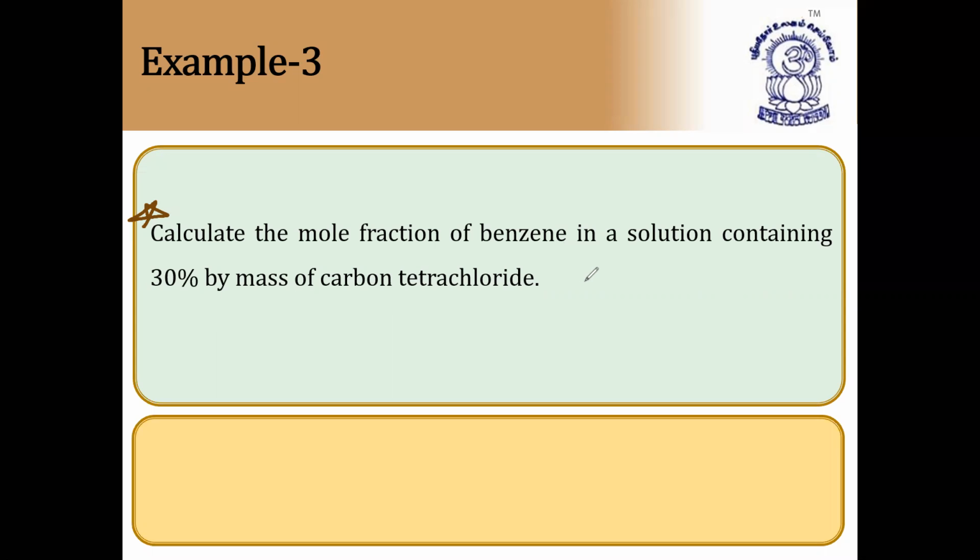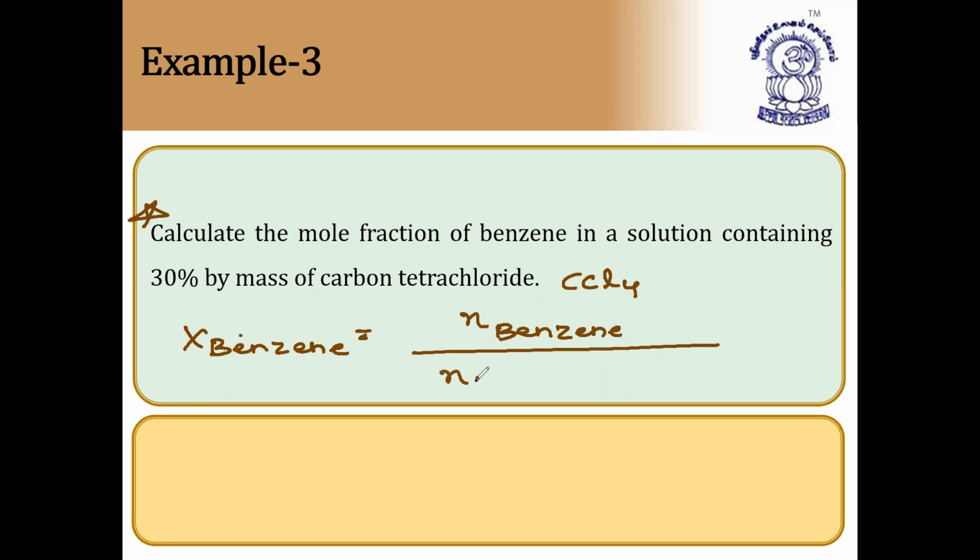So how to calculate mole fraction of benzene in solution containing 30% by mass of carbon tetrachloride. Carbon tetrachloride formula is CCl4. And to calculate mole fraction, so mole fraction of benzene is equal to number of moles of benzene, that is N of B, by N of benzene plus N of CCl4.